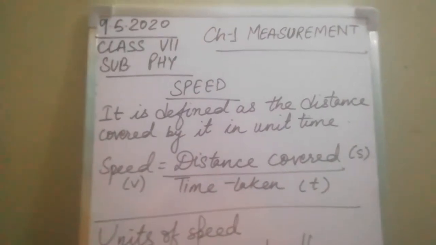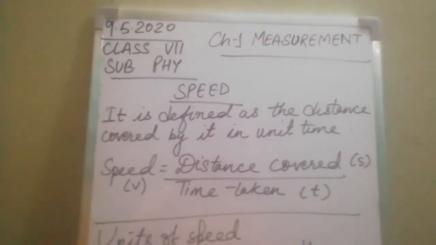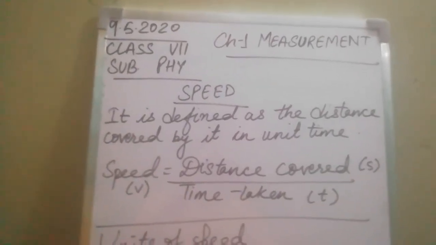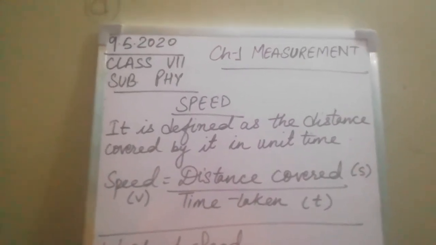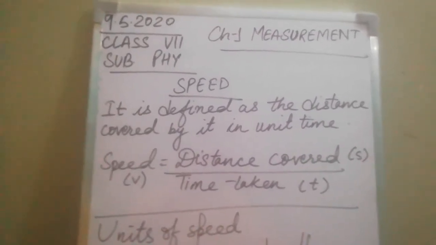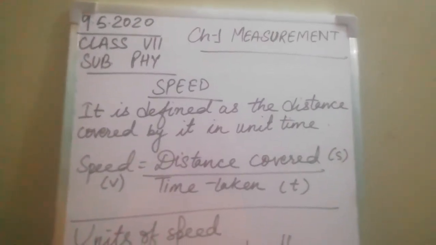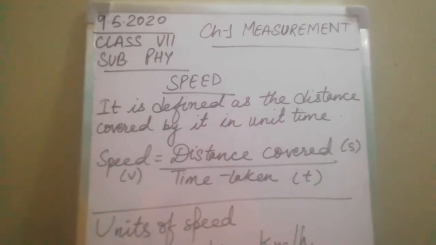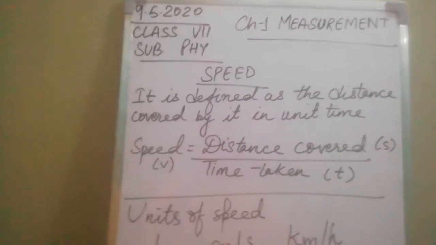First question: equal masses of different substances have different volumes. The SI unit of density of a substance is kilogram per meter cube. Third question: density is defined as the ratio of dash and dash. In the first blank, mass will come, and in the second blank, volume will come. Fourth question: 1 gram per centimeter cube is equal to 1000 kilogram per meter cube. Okay children, so these are the answers.